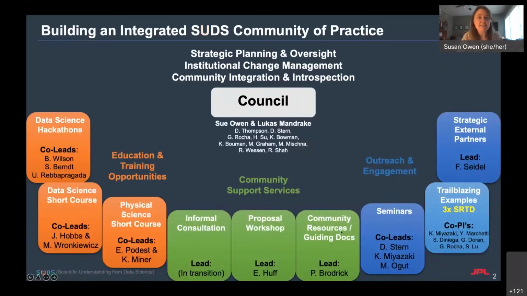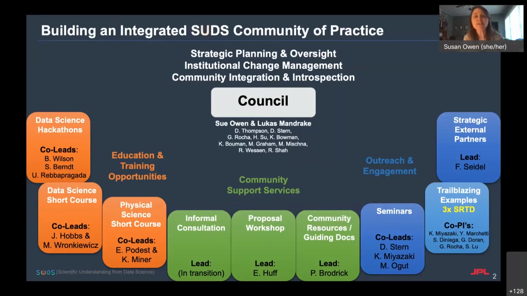At a glance, this effort to build the SUDS community of practice consists of a council that is in charge of strategic planning and oversight. Lukas and I lead the council, and then many different working groups led by members of the community to help with education and training opportunities, community support services, and outreach and engagement. Included in this are 3 strategic initiatives that span the 3 different areas of physical science: Earth, astrophysics, and planetary. So we're very excited to be kicking off some of these events. We had our first physical science short course yesterday, and our seminar is starting today.